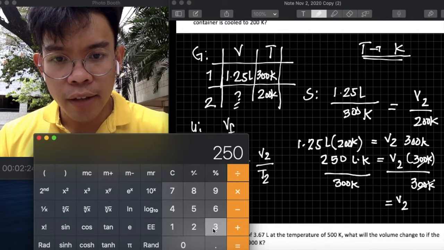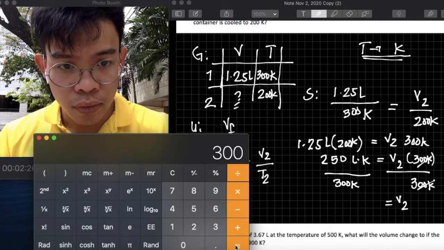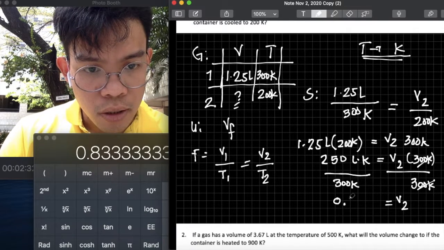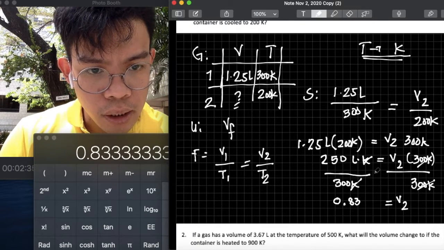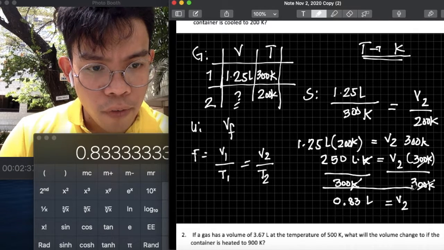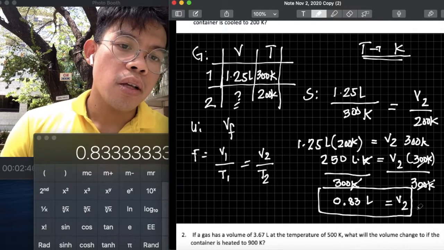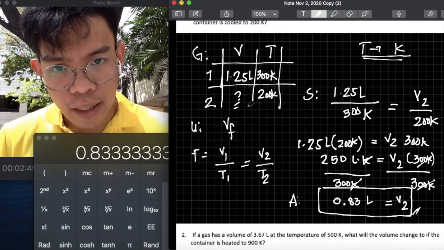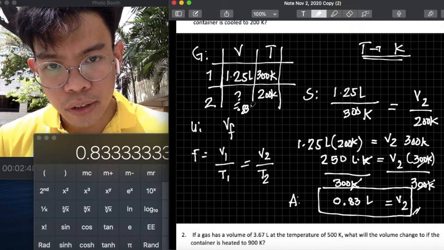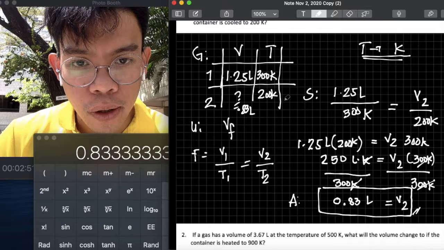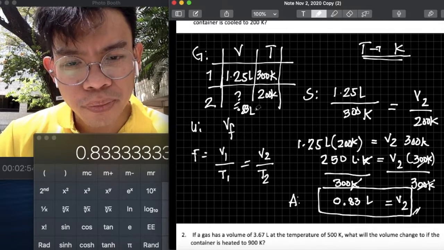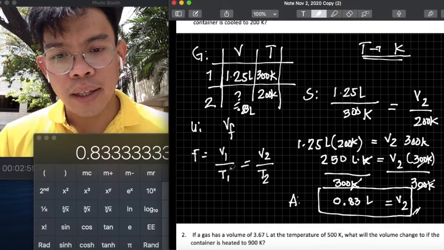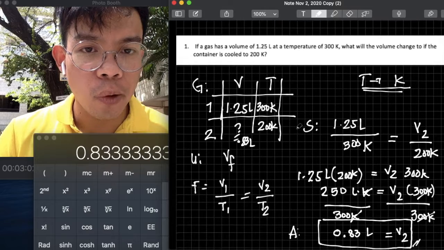divided by 300 Kelvin. So the answer is 0.83, and the unit will be liters. So this is our final volume, and this is our answer. We all know from the previous data that it will become 0.83 liters. So it is correct, because as the temperature goes lower, the volume also becomes lower. So that's all, and that's the process on how we solve a problem involving Charles' law.